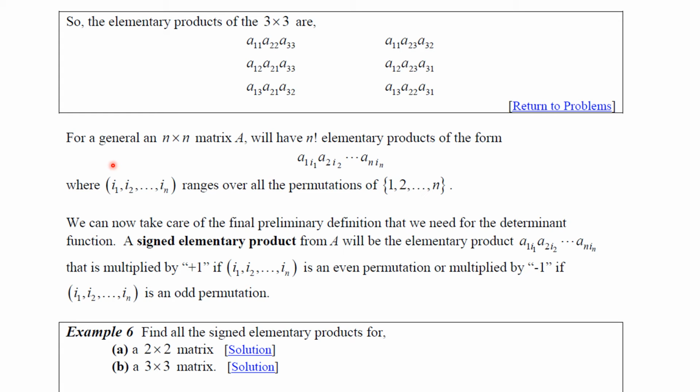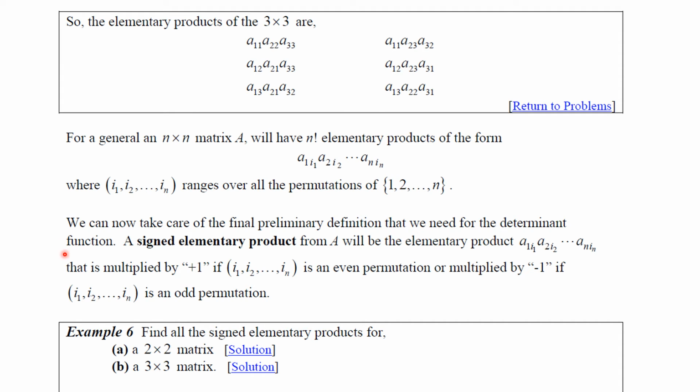Now, for a general n by n matrix, we will have n factorial elementary products of the form that look like this: A1 i1, A2 i2, all the way through An in, where i1, i2, up to in range over all the permutations that we have of that.